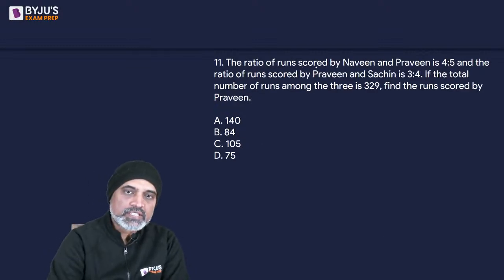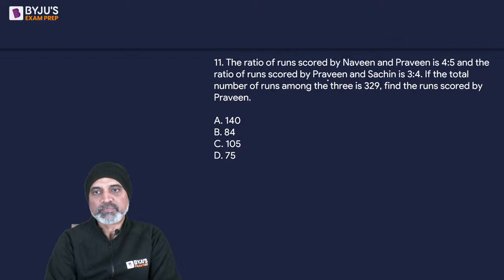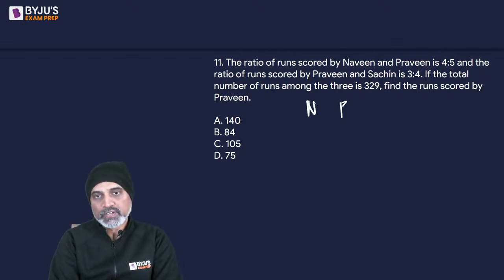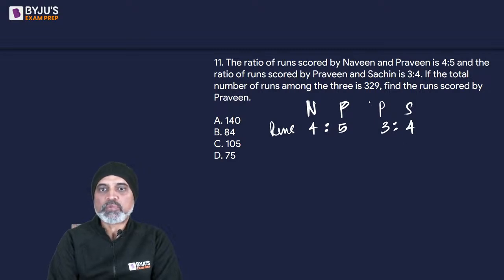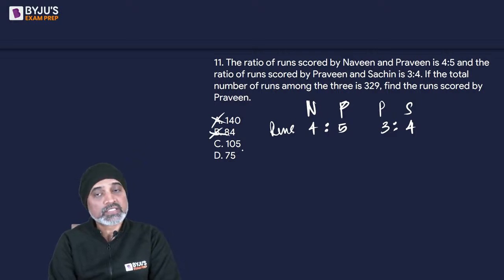Okay, next, the ratio of runs scored by Naveen and Praveen is 4:5. And the ratio of runs scored between Praveen and Sachin is 3:4. If the total runs among them is 329, find the runs scored by Praveen. So Praveen should be in the table of 5 as well as 3. So A will not make sense, B will not make sense, right?